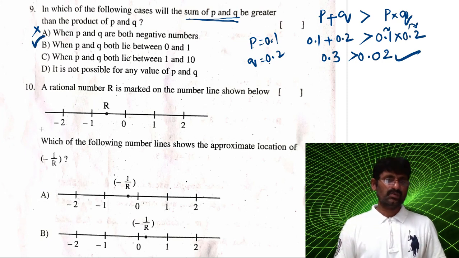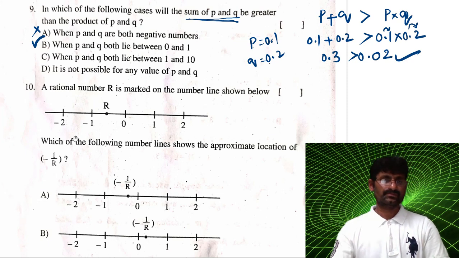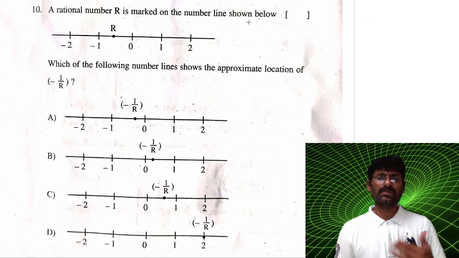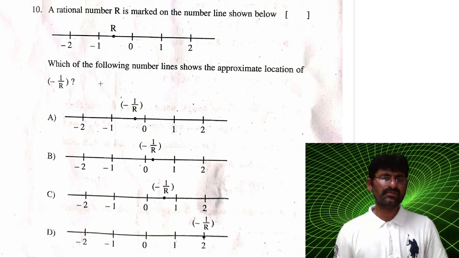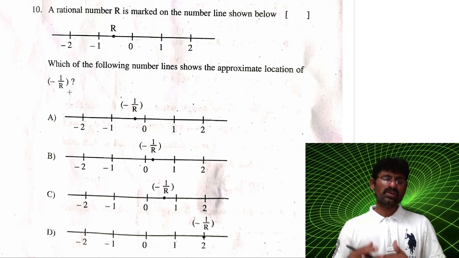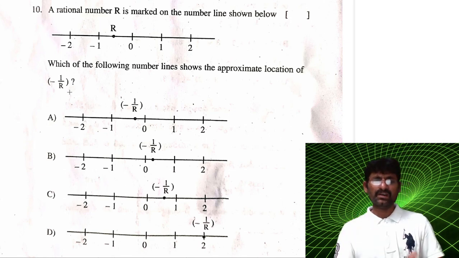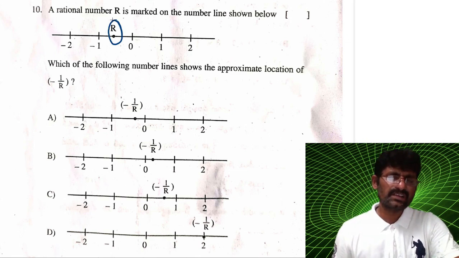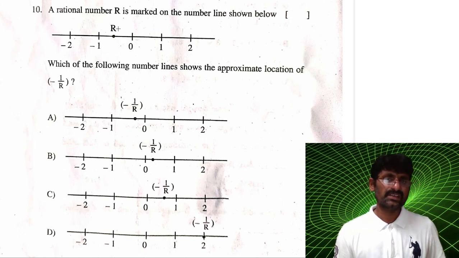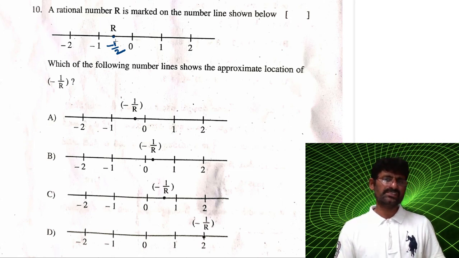Right. Now let us go to 10th problem. A rational number r is marked on the number line shown below. Which of the following number lines shows the approximate location of negative 1 by r? So approximately where will negative 1 by r be? That is what we need to find out. Now observe where r is here. That is approximately at the middle of those two, right? Approximately, but not exactly. So we can take this as nearly negative 1 by 2. It is not exactly at the middle, but for simple calculation, I am taking it as negative 1 by 2.